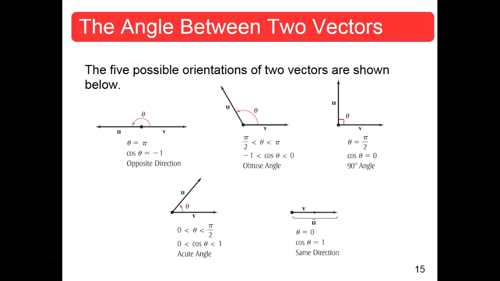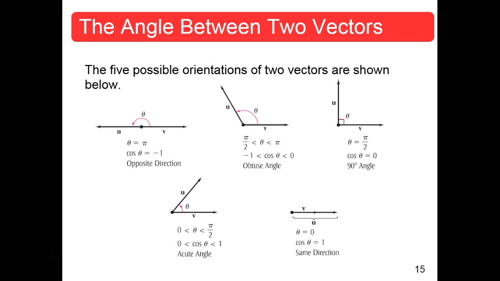going at an obtuse angle from each other. Not opposite directions, but an obtuse angle, between pi halves and pi. And so therefore your cosine is always going to be negative if that's the case. And if it is, then you have an obtuse angle, because that's the only way you get a negative value between 0 and pi, if the angle is between pi halves and pi. So if your dot product is negative, you know you have either an obtuse angle or exactly opposite direction, which is also obtuse, by the way.